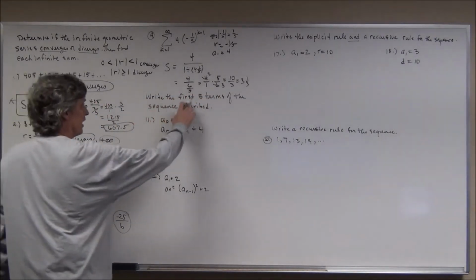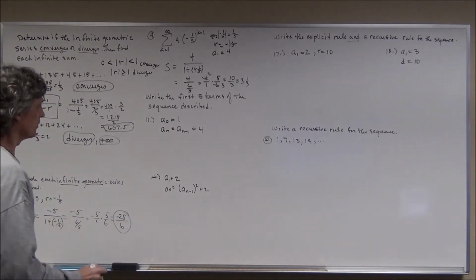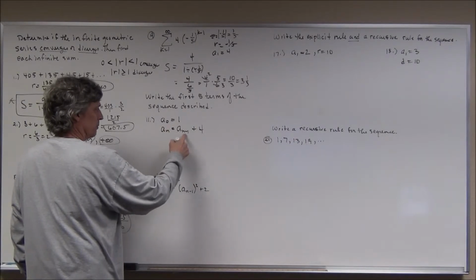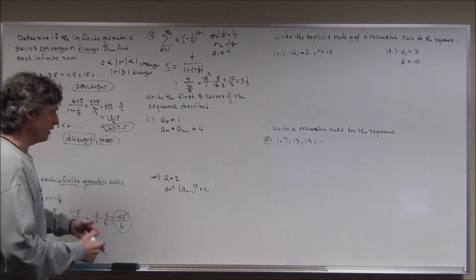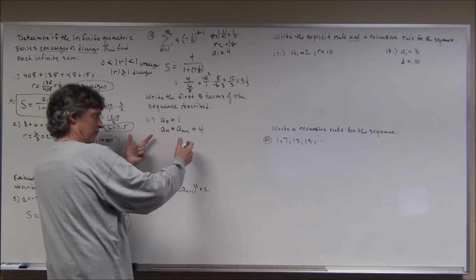Now this one says, write the first 5 terms of the sequence described. Well, the first 5 terms, a sub 0 is 1, a sub n is a sub n minus 1 plus 4. What they mean by that is that this is defined recursively.